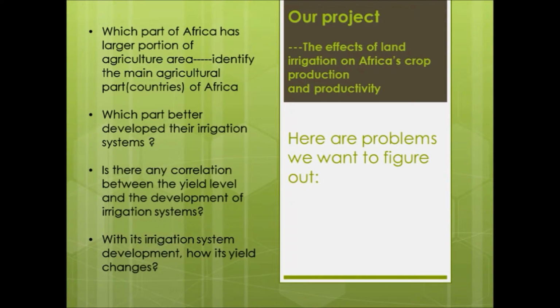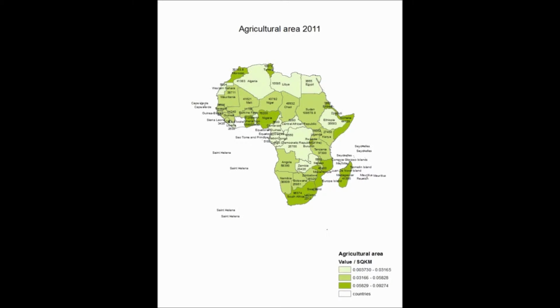In order to have a big picture of the relationship between agriculture area and the irrigation situation, we use tools like ArcGIS and Excel to illustrate the relationship of the two variables. Here are some questions we want to figure out. Okay, here are our studies.